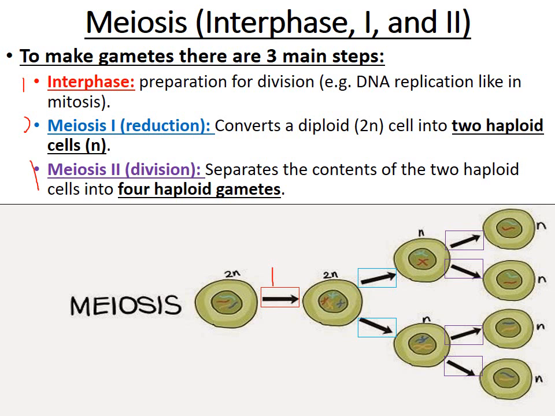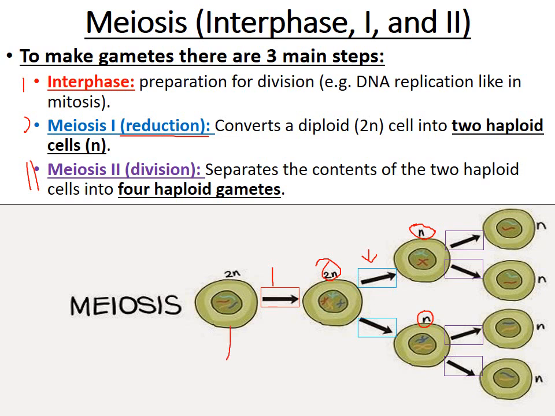So meiosis 1 is over here. We sometimes call meiosis 1 the reduction division because it takes a diploid cell and produces two haploid cells.